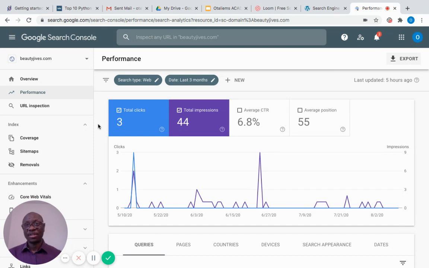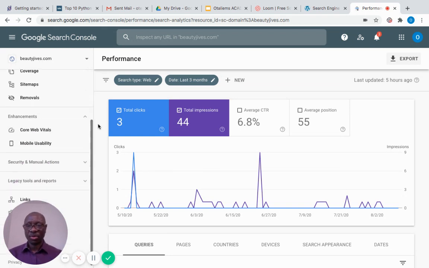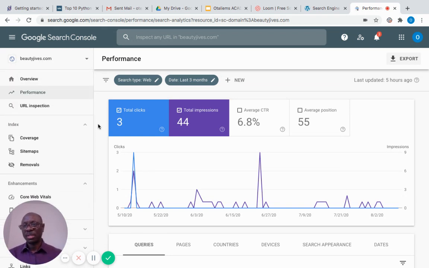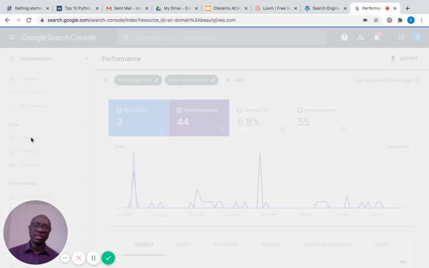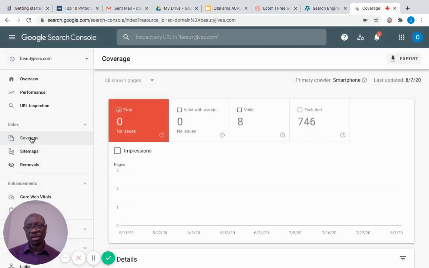So I've already installed Google Search Console, which is monitoring the site. So it runs it through for me. Then you see the performance. You want to inspect your URL. You can actually type it here and inspect your URL. Then the coverage issue. This tells you if your site is having a coverage issue.